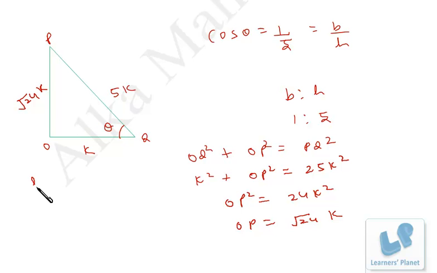What will sin theta be? It's perpendicular by hypotenuse, so root 24 by 5. That we have already calculated. Cos theta we already have.